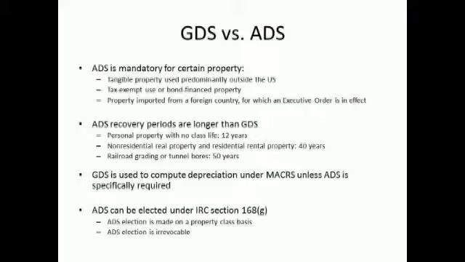GDS is generally used to compute depreciation under MACRS unless ADS is specifically required or if the taxpayer makes an election under Section 168 to use ADS. When the election is made to use ADS, it is made on a property class basis. So if you elect it for 7-year property, all 7-year property placed in service during that current year is going to be depreciated under ADS. Also, the ADS election, once made, is irrevocable.